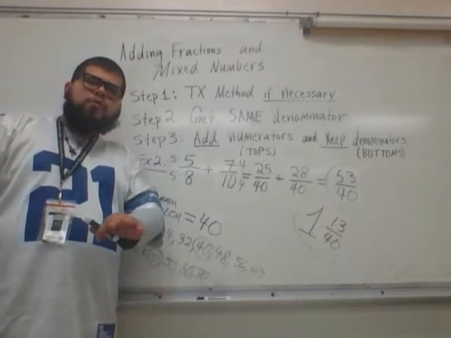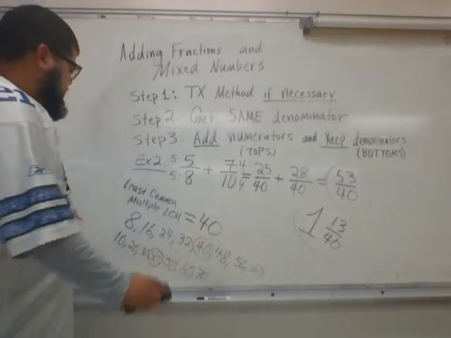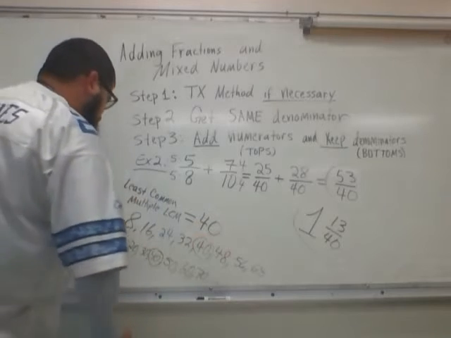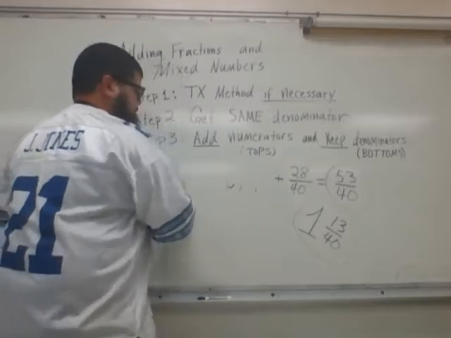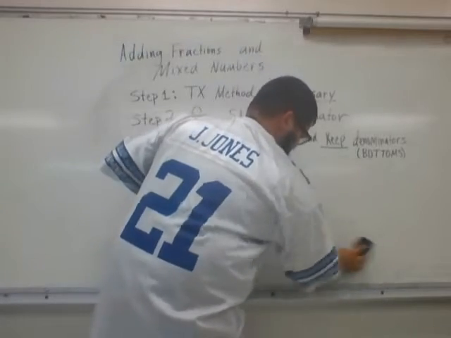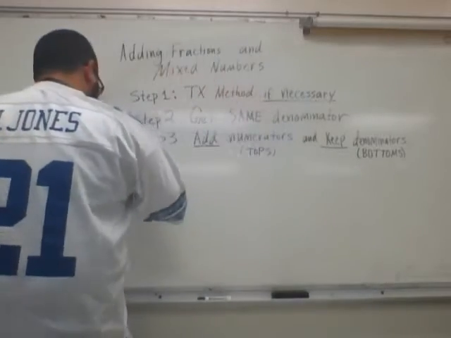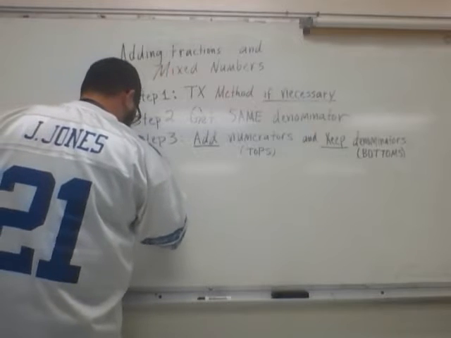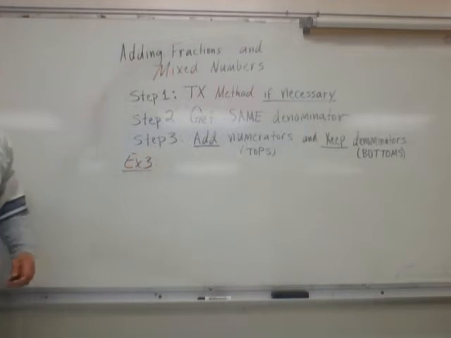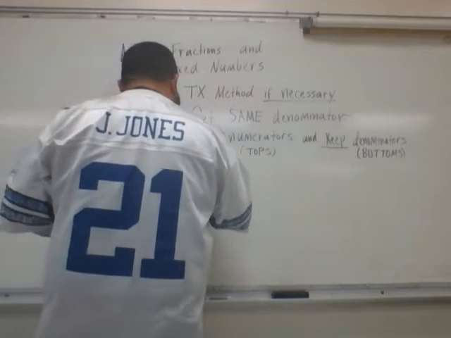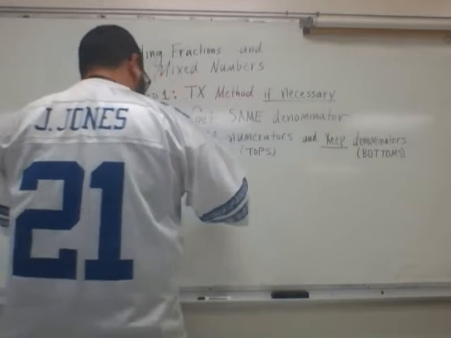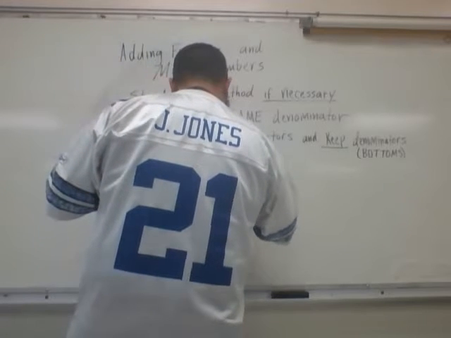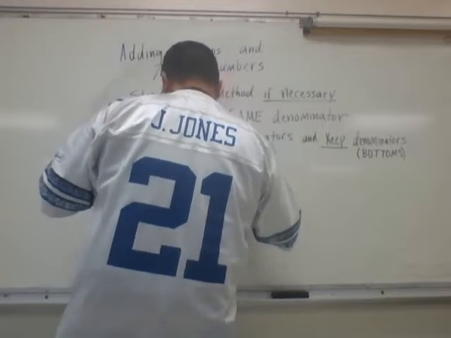Hey class, we're on part 4 of adding fractions and mixed numbers. I'm going to go ahead and erase example 2. We're going to continue on example 3. Okay? Alright, here we go. Example 3 is 21 over 16 plus 36 over 24.